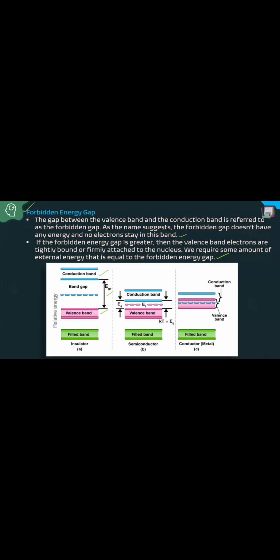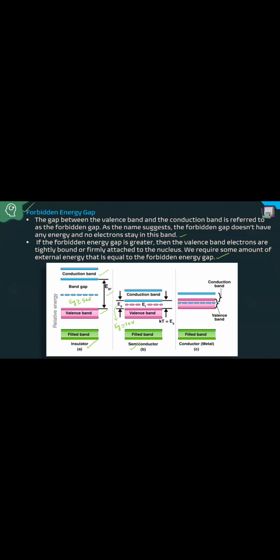Students, we know that in insulators, what is the band gap energy? In insulators, the band gap energy is greater than or equal to 5 electron volts. There is a large band gap. This is the semiconductors. In semiconductors, the band gap energy is very small. It is nearly equal to, I think all of you well know this, 1 electron volt.